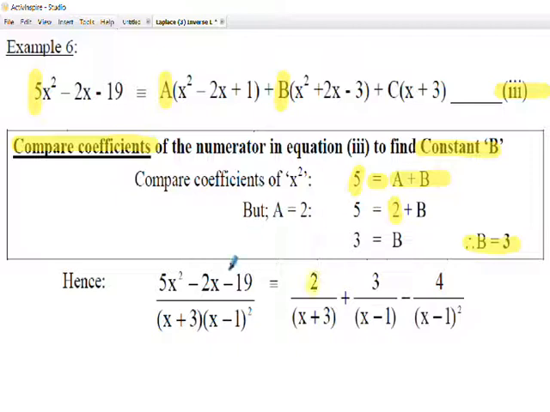A is 2, so that's 2 over x plus 3. B is positive 3, and that's over x minus 1. And c is minus 4, and that's over x minus 1 all squared.